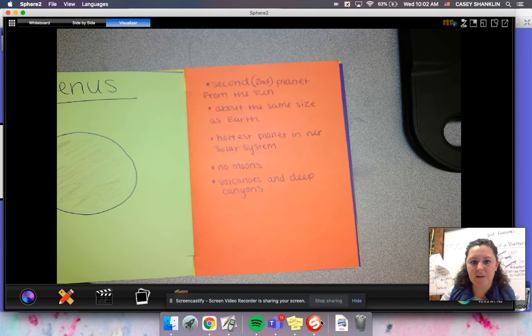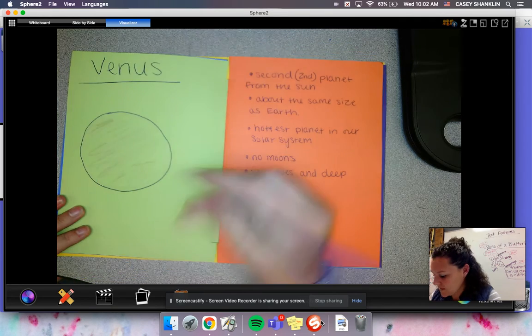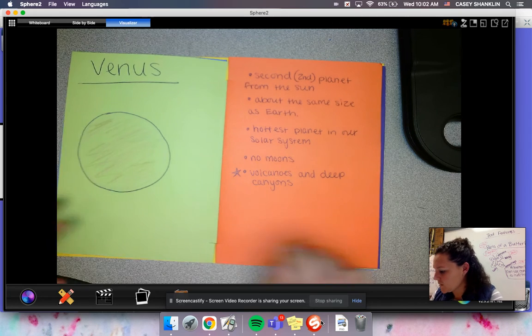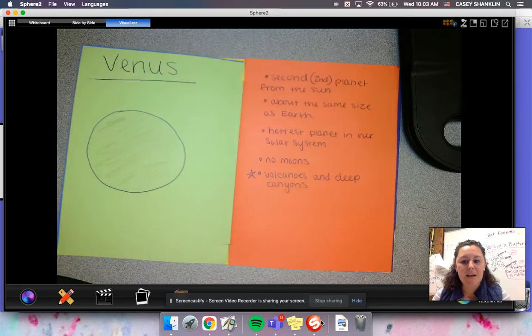Okay, so we are done recording facts for the day. Remember to go back and put a star next to your favorite fact about Venus. This is my favorite fact because I'm just picturing volcanoes all over the place on Venus. Doesn't seem very safe to travel to. And then tomorrow we will start looking at a couple more inner planets.